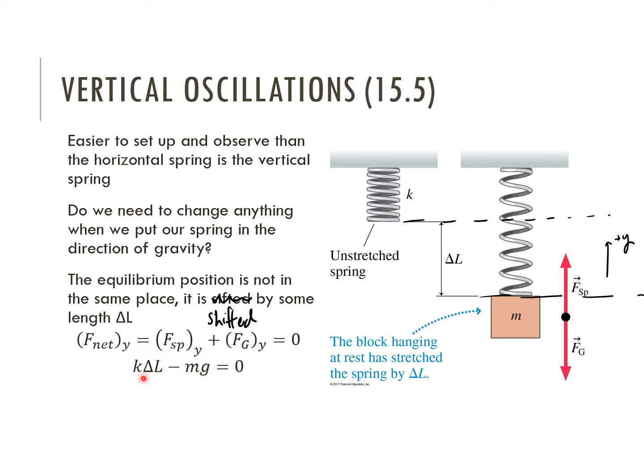So we just want to rearrange to solve for the equilibrium length, that delta L. So delta L is just going to be mg divided by k. That change in our equilibrium position is going to be related to the mass of our object and the acceleration due to gravity. So if you're on Earth versus the moon versus Pluto, those values are going to be different. And it's inversely related to the spring stiffness constant.